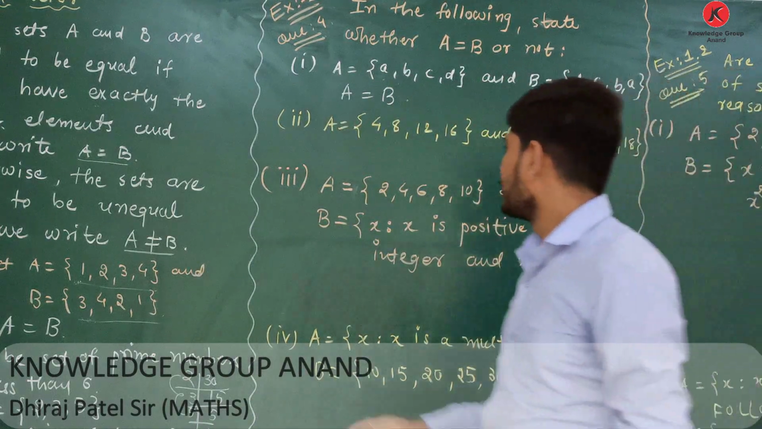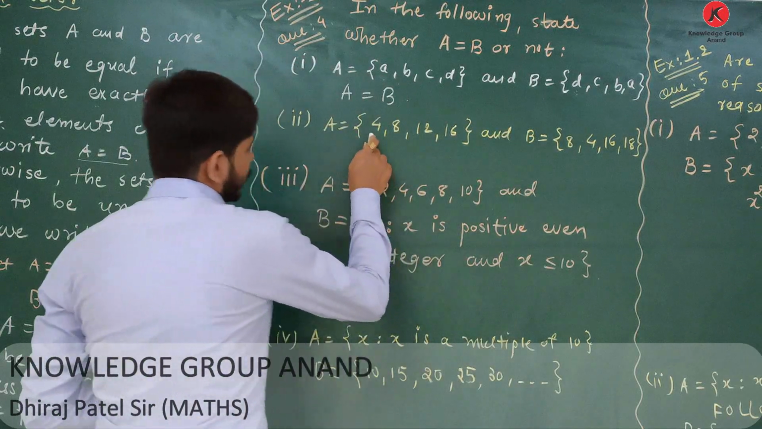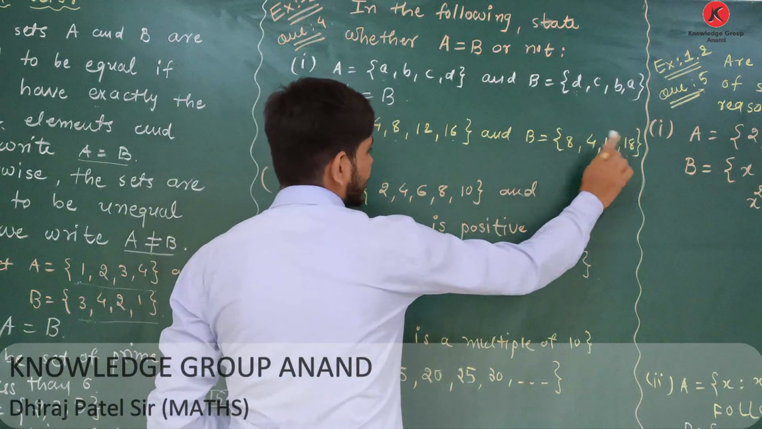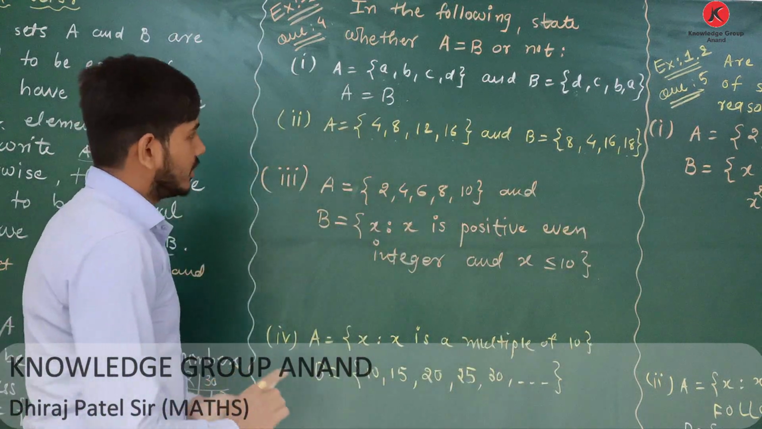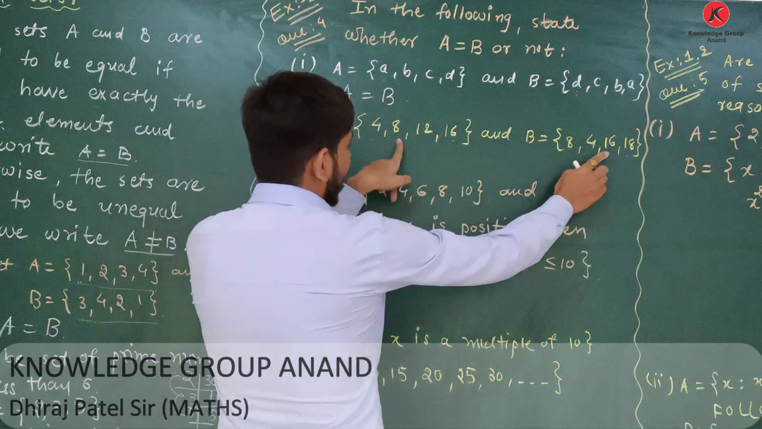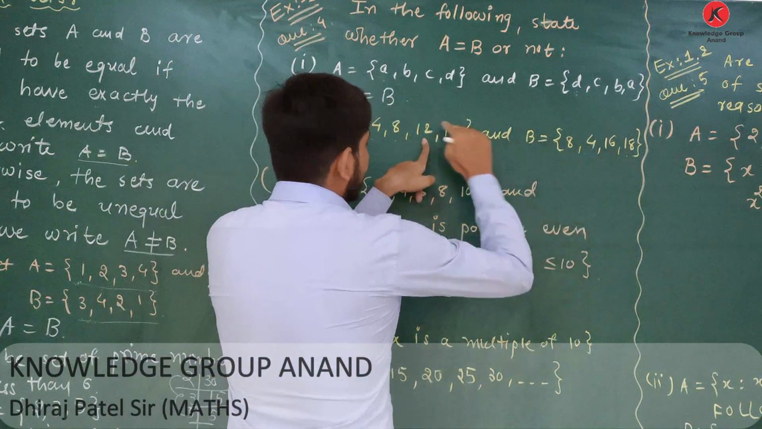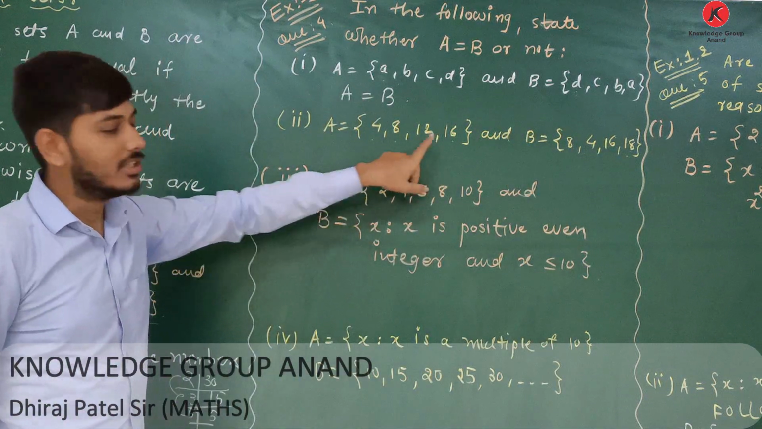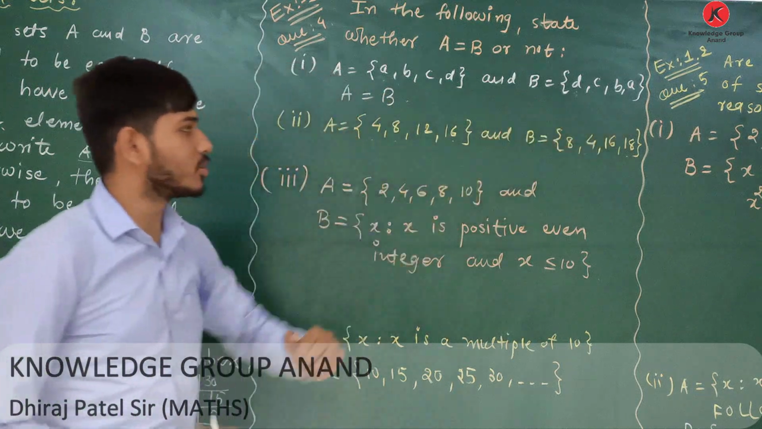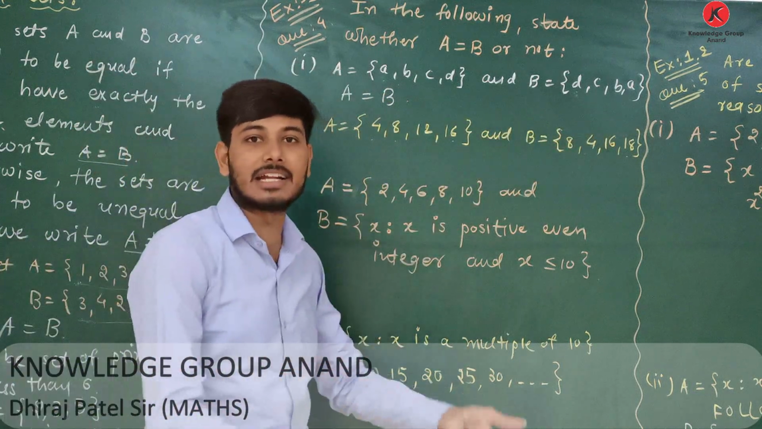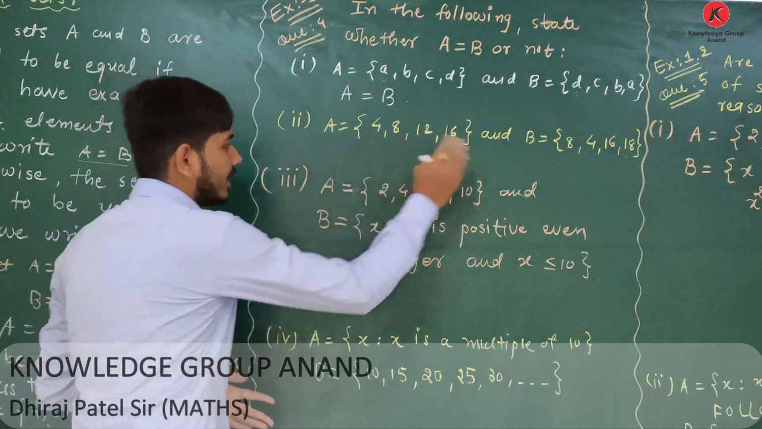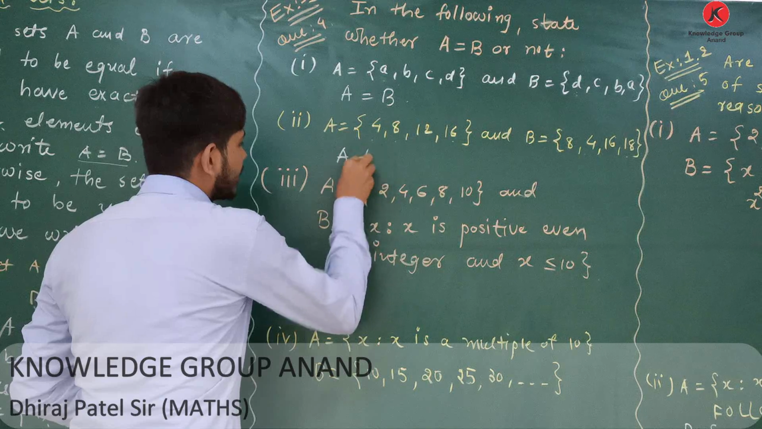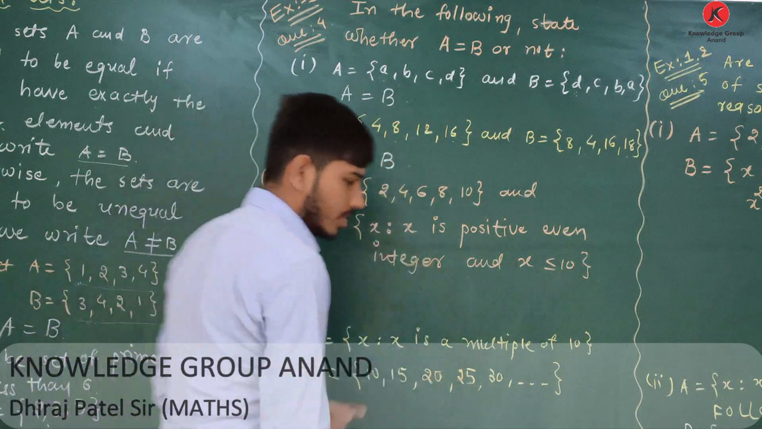Now the second question. Set A has 4 elements: 4, 8, 12, 16 and set B has 8, 4, 16 and 18. Now see here. 4 is there, 8 is there, but 12 is in set A but not in set B. Therefore, all the elements of A and B are not exactly the same. Therefore, we can say that A does not equal B.